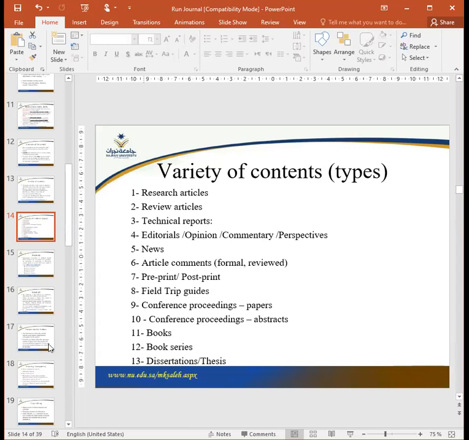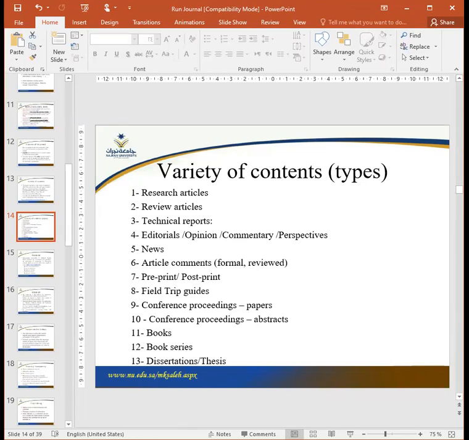Okay, number 7, a preprint or a postprint. Here, a preprint is simply an article in a journal in its original form, before it's peer reviewed or revised by the journal. Number 8, field trip guide. They are more common in geoscience than in other science disciplines.